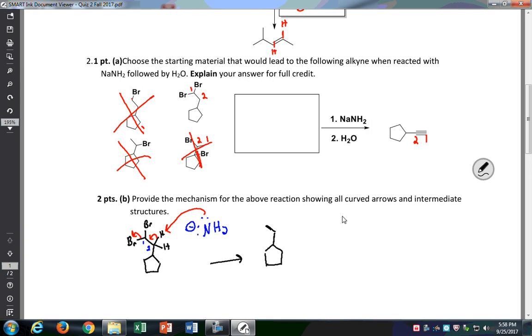Deprotonating one of our hydrogens on carbon 2. That leaves another hydrogen, and one of our bromines leaves, but that leaves another bromine. So our second step is the same thing to form our triple bond. So this is why we need 2 beta hydrogens and 2 leaving groups on the 2 carbons that we're forming the triple bond.